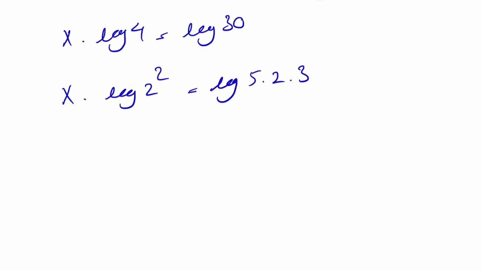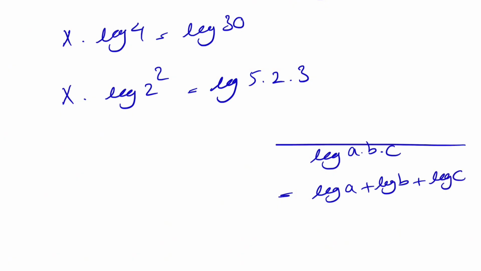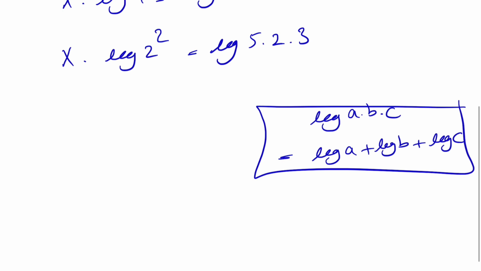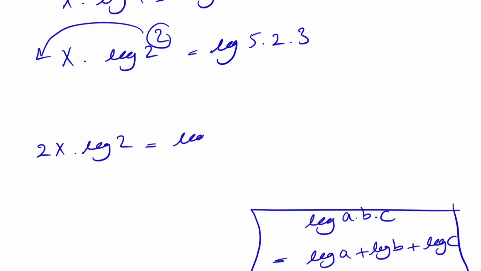And here we can use one of the laws of the logarithm: when we have the log of a times b times c, this will be equal to log of a plus log of b plus log of c. So we're going to use this one in here, and we're just going to write it down the way it is. The 2 can go in front of the x, so we'll have 2x log of 2 is equal to log of 5 plus log of 2 plus log of 3.